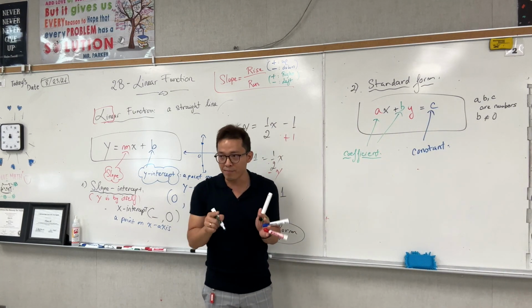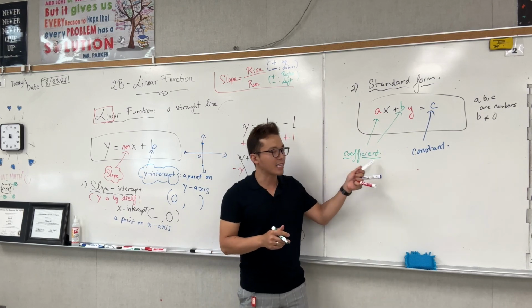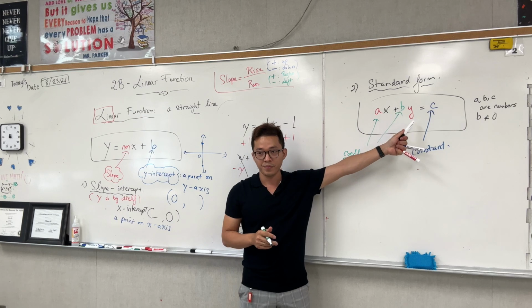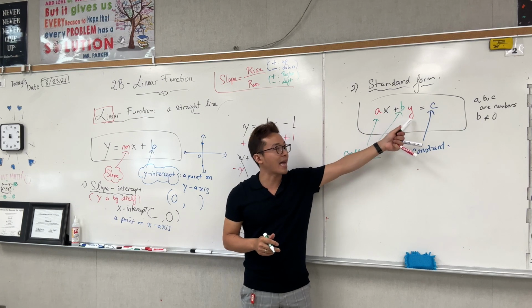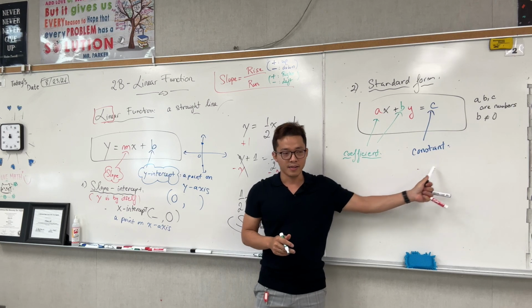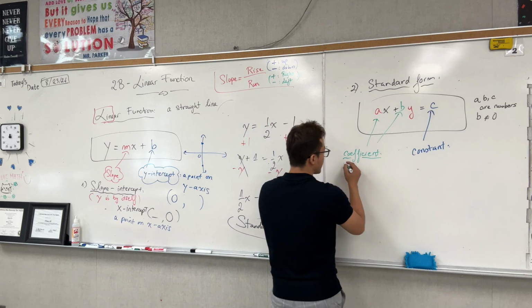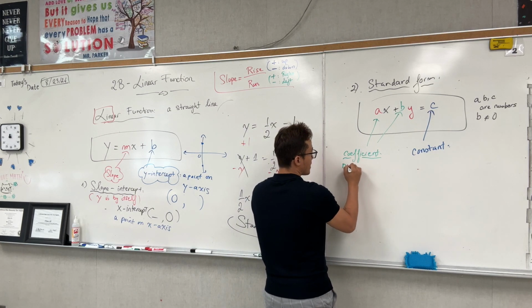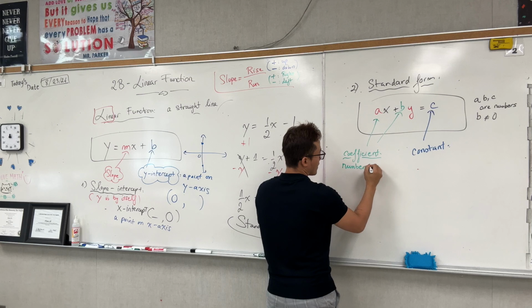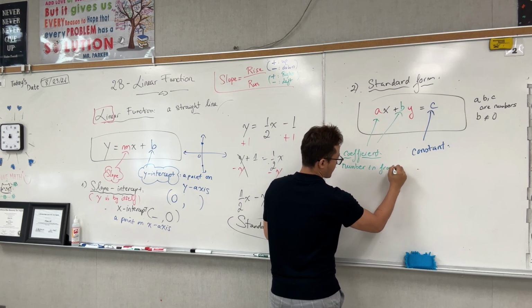Coefficient is the number. Well, constant is also a number, but what is the difference? Coefficient is the number in front of the letter. If they don't have the letter, they call it constant. Be aware of that. You may see that on a quiz or on a test. Coefficient: the number in front of the letter.